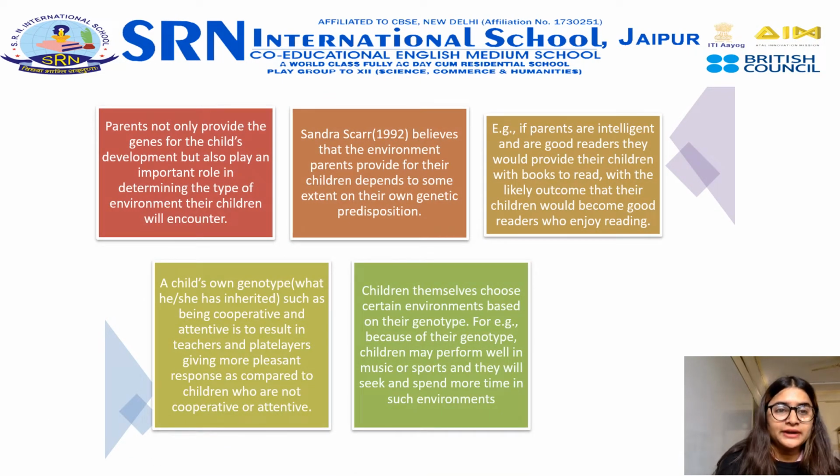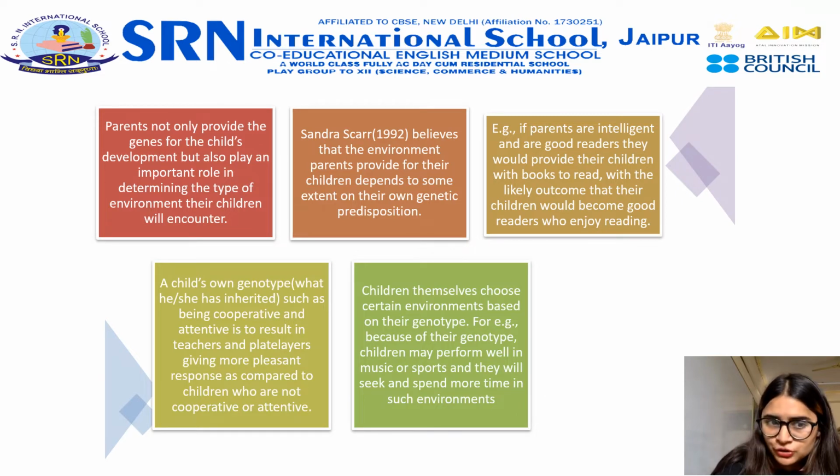Now, parents not only provide the genes for the child's development but also play an important role in determining the type of environment their children will encounter. Sandra Scarr believes that the environment parents provide for their children depends to some extent on their own genetic predisposition. That means that she's trying to say that the environment that a parent gives the child is dependent on the genes they received from their parents. For example, if parents are intelligent and are good readers, they would provide their children with books to read, with the likely outcome that their children would become good readers who enjoy reading.